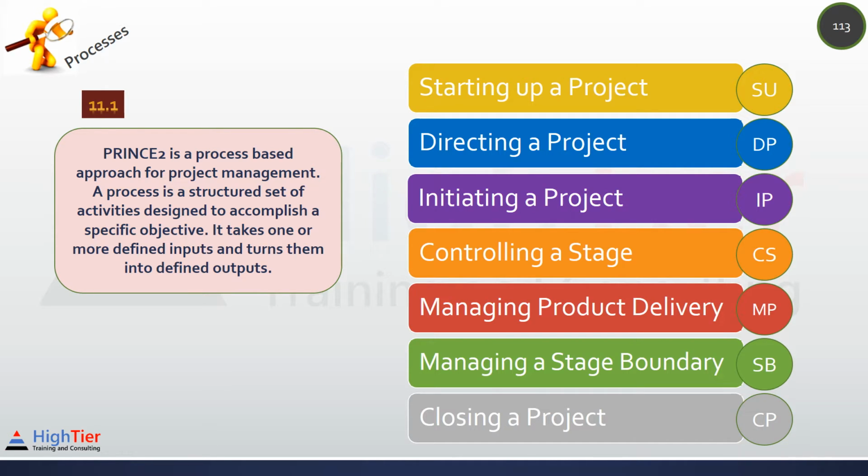Closing a project process, CP. This process provides a fixed point at which acceptance for the project's product is confirmed, and to recognize that objectives set out in the original project initiation documentation have been achieved, or approved changes to the objectives have been achieved, or that the project has nothing more to contribute. Throughout the course, we'll be using the acronym SU for starting up a project, DP for directing a project, IP for initiating a project, and so on.